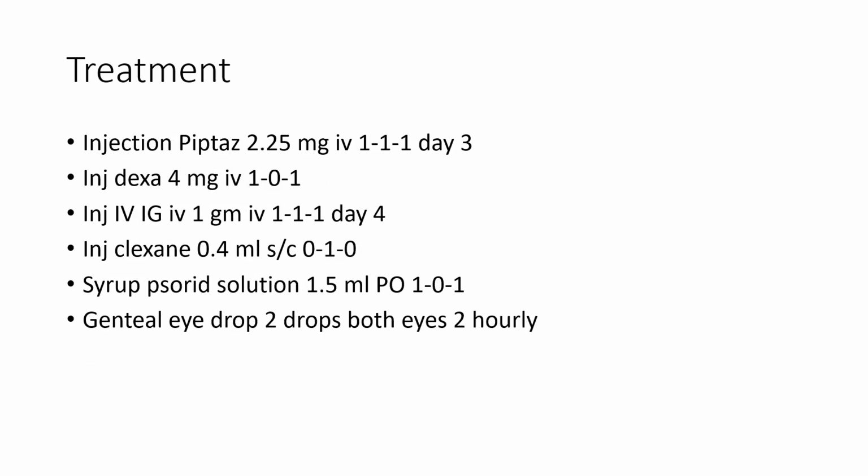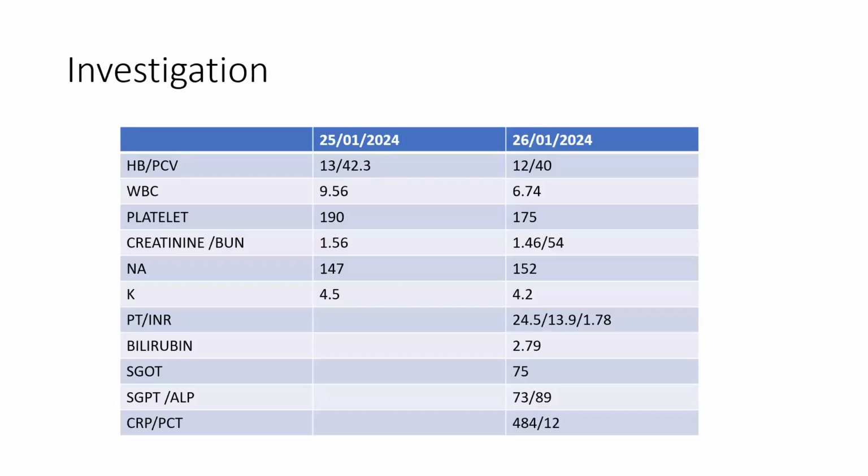For treatment, we stuck to the same regimen: injection Piptaz 2.25 mg IV TDS, injection Dexa, IVIG, Clexane, and cyclosporin syrup. These are the investigations of this patient on 25th and 26th of January. As we can see, the creatinine levels were decreasing and the sodium levels were increasing. On 25th, the sodium of the patient was 147. On 26th, it was 152.